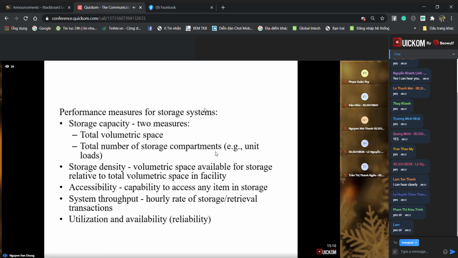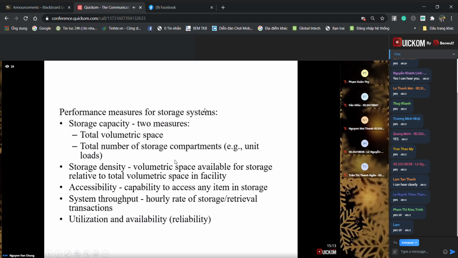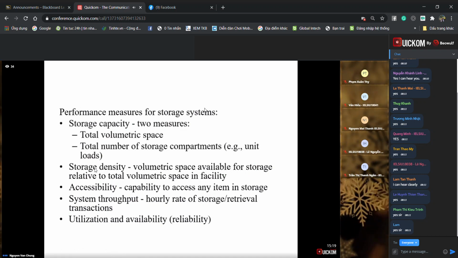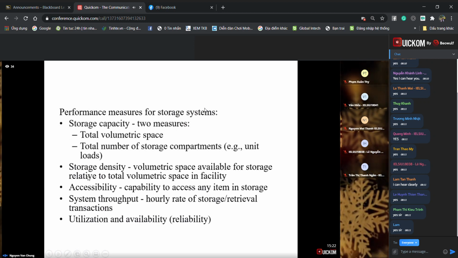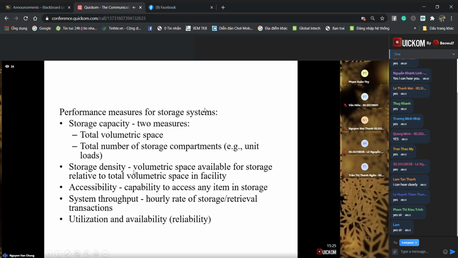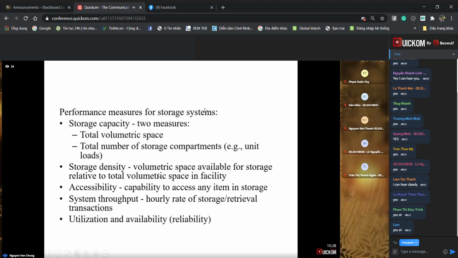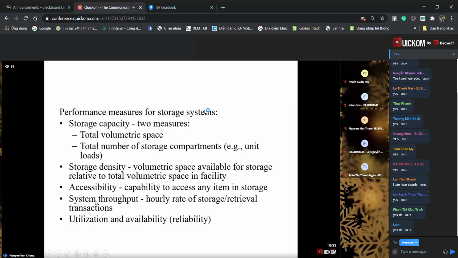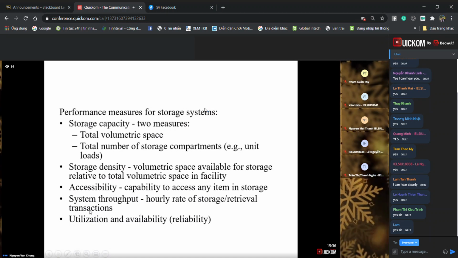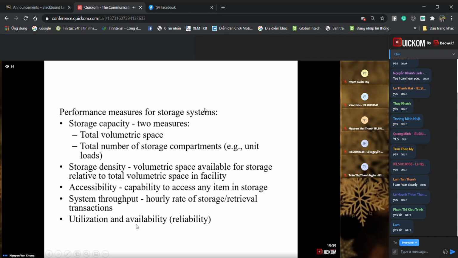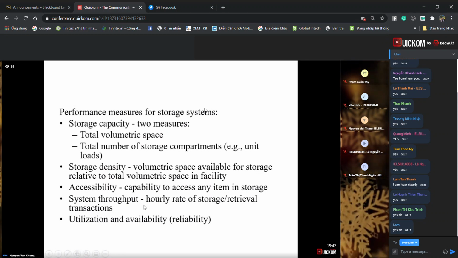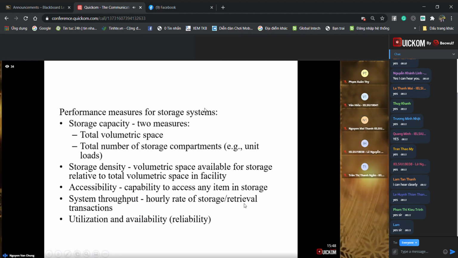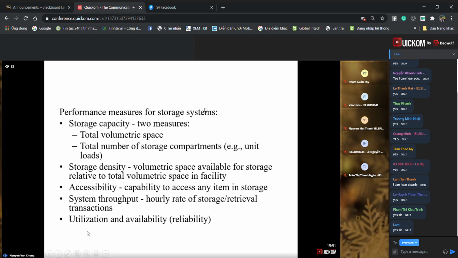As I explained, the unit load compartment is the small compartment on the rack. And another performance measure is density. Density is talking about the volumetric space available for storage and retrieval and accessibility, and systems throughput. Systems throughput is talking about the rate of the storage and or the retrieval transaction.